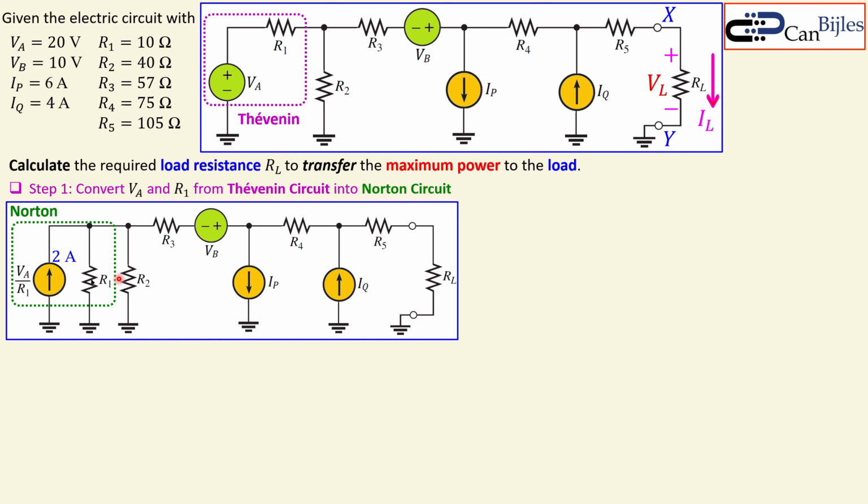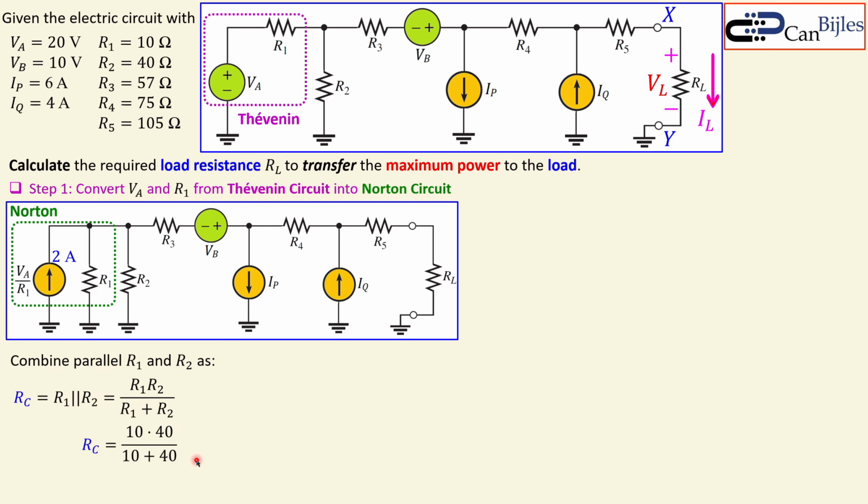You see now the R1 and R2 are in parallel, and that can be combined easily by using the formula for two resistors in parallel. So the next step is to combine R1 and R2 together. Let's call this RC. R1 and R2 in parallel is R1 times R2 over R1 plus R2. We know the values, 10 and 40 for R1 and R2 respectively. So we calculate it and you get exactly 8 ohms.